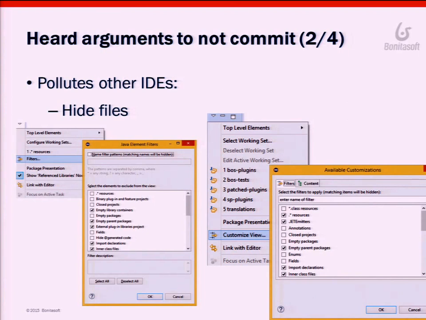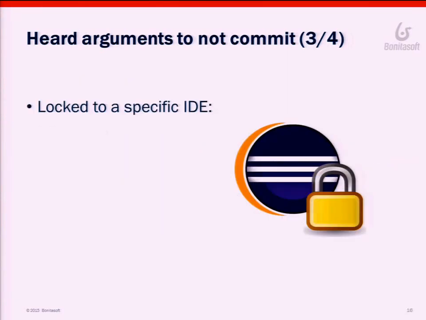Another argument is that it pollutes other IDEs, when you have a team working with Eclipse and a team working with IntelliJ. If you commit your .project files or .classpath, the IntelliJ people will see these files and they don't want to see them because they have nothing to do with their IDE. But you can hide these files, and this configuration can be stored in the IDE Meta file, so there is no issue.